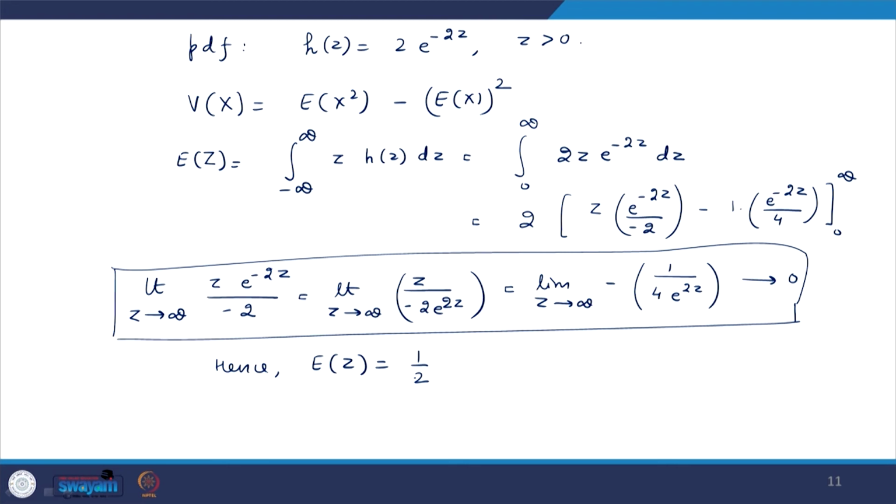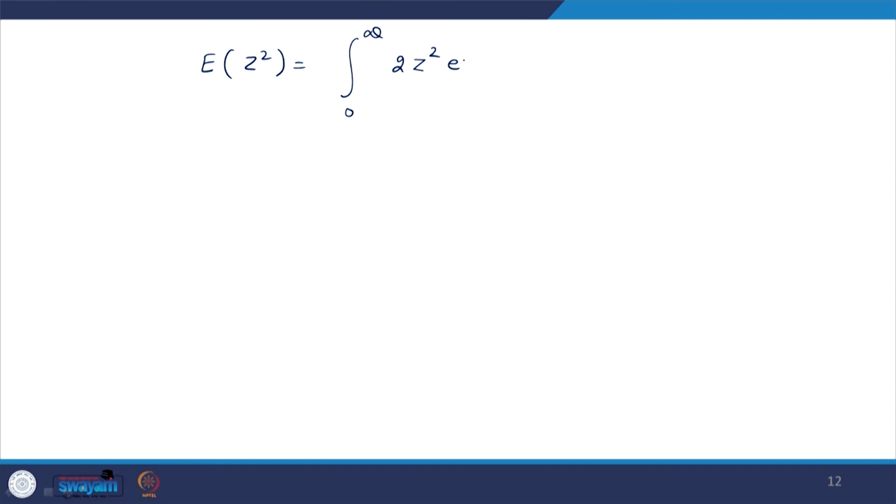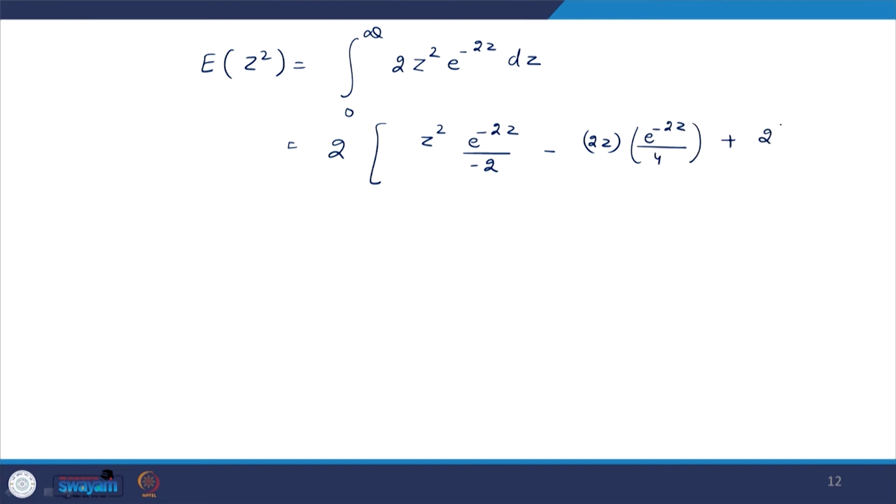Now let us compute the expectation of z square, then only we can compute the variance of z. The expectation of z square will be the integral from 0 to infinity of 2 z square e raised to power minus 2 z dz. So it is 2, and again you can integrate: z square e raised to power minus 2 z upon minus 2, minus derivative of first integral of second, plus derivative of first next integral of second. So basically you have to apply integration by parts 2 times.